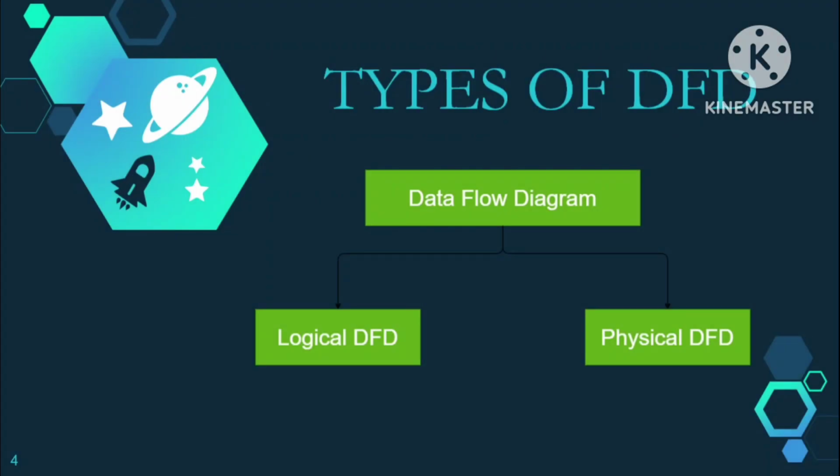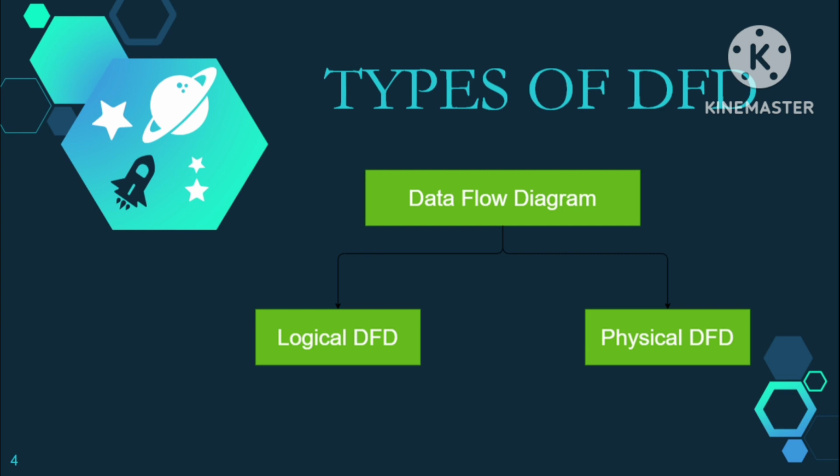Now coming to the next thing, which is types of data flow diagram. There are two types: logical data flow diagram and physical data flow diagram. A logical data flow diagram represents the flow of information within a system at the conceptual level. It focuses on the logical relationships between the processes, data inputs and outputs, and the flow of data between them. The main purpose of a logical DFD is to depict the system's functionality without considering the implementation details or physical aspects.